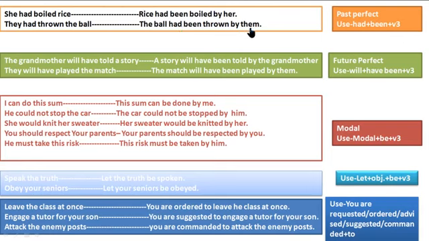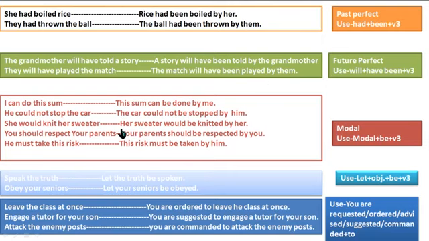And the next tense is future perfect tense. In future perfect tense, we use will have plus been plus the third form of verb. The grandmother will have told a story. A story is the object, will have, then been, told by the grandmother. The next sentence is they will have played the match. The match is the object, then will have been, the third form played, by they becomes them.